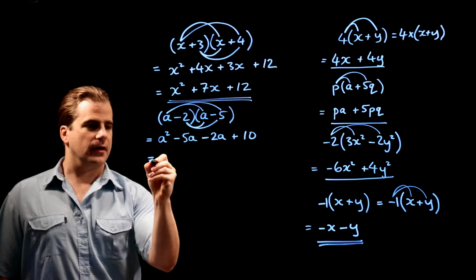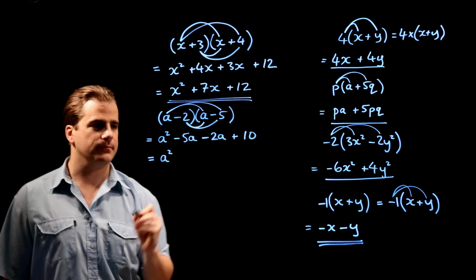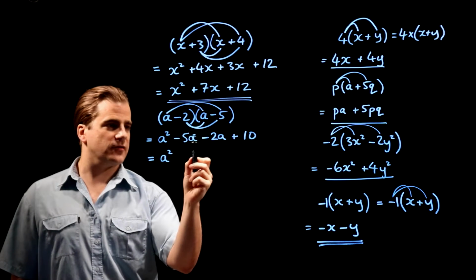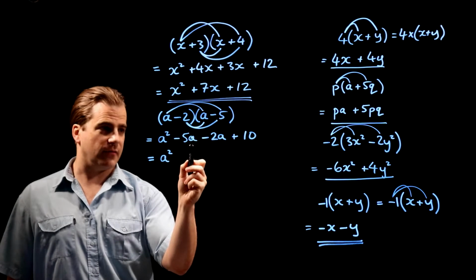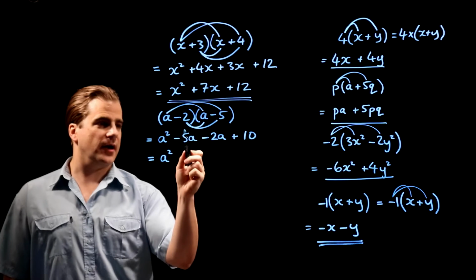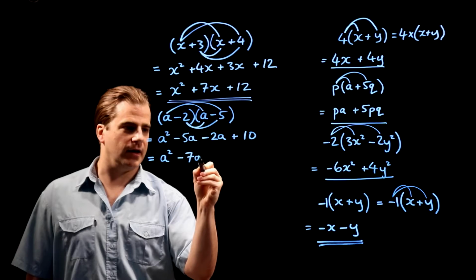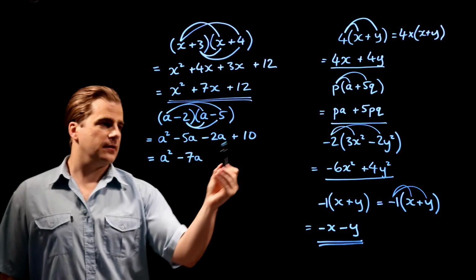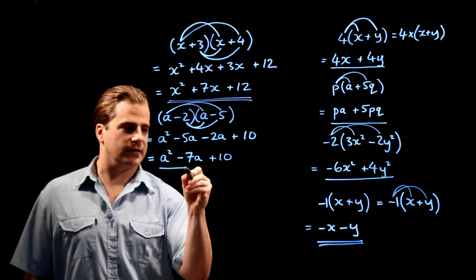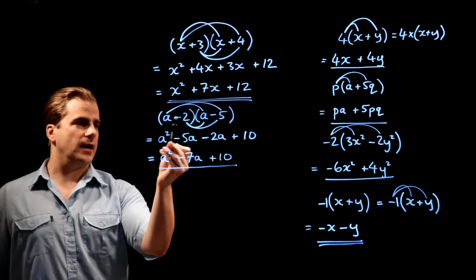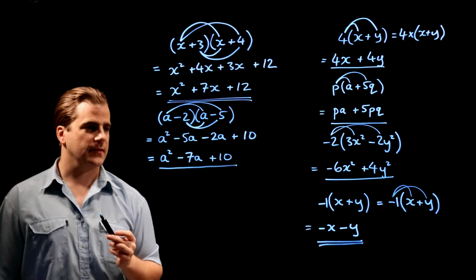Okay? Gather like terms. That's the only term in a squared, so it stays the same. These are like terms because they're both terms in a. So you've got minus 5 of something minus another 2 of something. So minus 5 minus another 2, it's a total of minus 7a. That's the only number, so that stays the same, plus 10. And that's it. a minus 2 times a minus 5 is a squared minus 7a plus 10. Good.